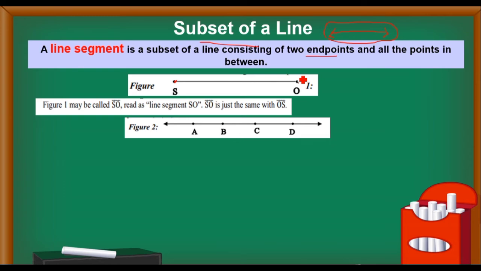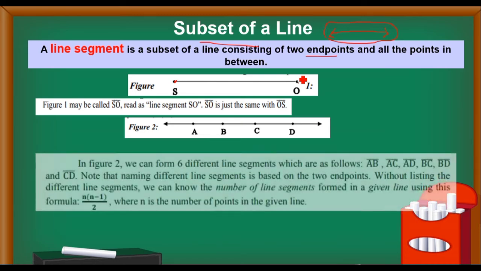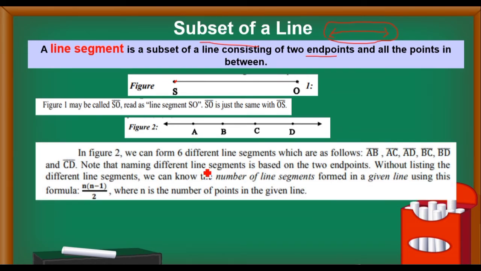So, another figure, given po yan. So, let us name the line segment. Sino-sino ba yung line segment? So, in figure 2, we can form 6 different line segments, which are as follows. Sino-sino po? Kukunin nyo lang po yung may point.